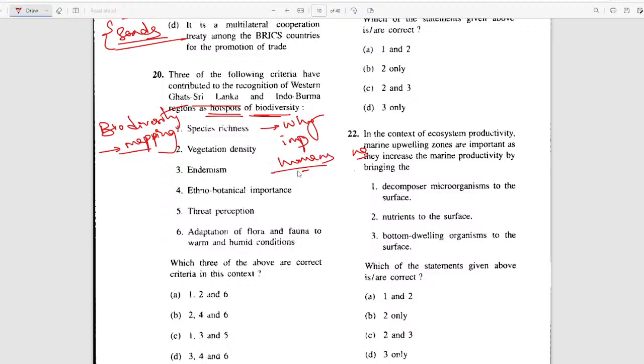I mean, that is the most basic thing. And then how do you classify a biodiversity hotspot? That is the criteria that they have asked here. And they can ask you a similar question here, or the location of any biodiversity hotspots. So please go through that.